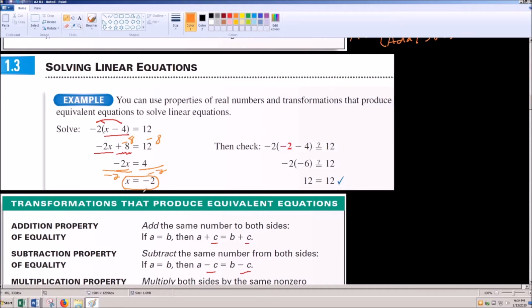We always want to take our answers and plug them back in to check our work. Let's just say, for example, we wrote down a messy number here. It didn't look like an 8, it looked like a 9 at the time. So we did all of our work, we got an answer.